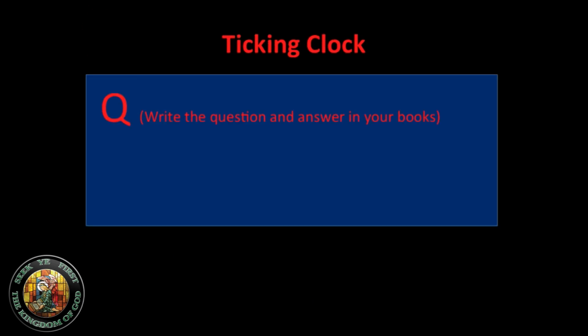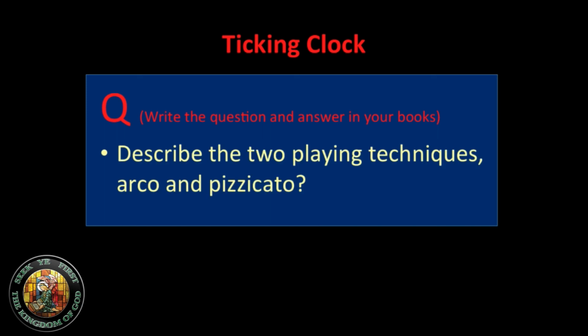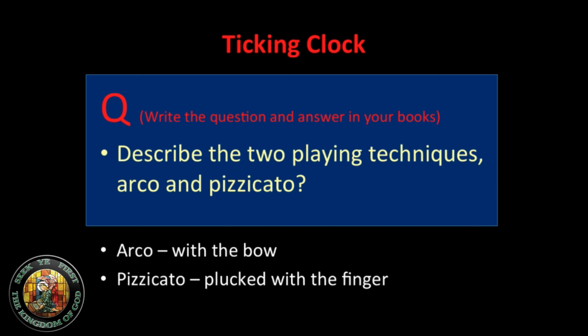Okay, write down the question and then the answer on your paper. Describe the 2 playing techniques, arco and pizzicato. And the correct answer, arco is played with the bow and pizzicato is plucked with the fingers.